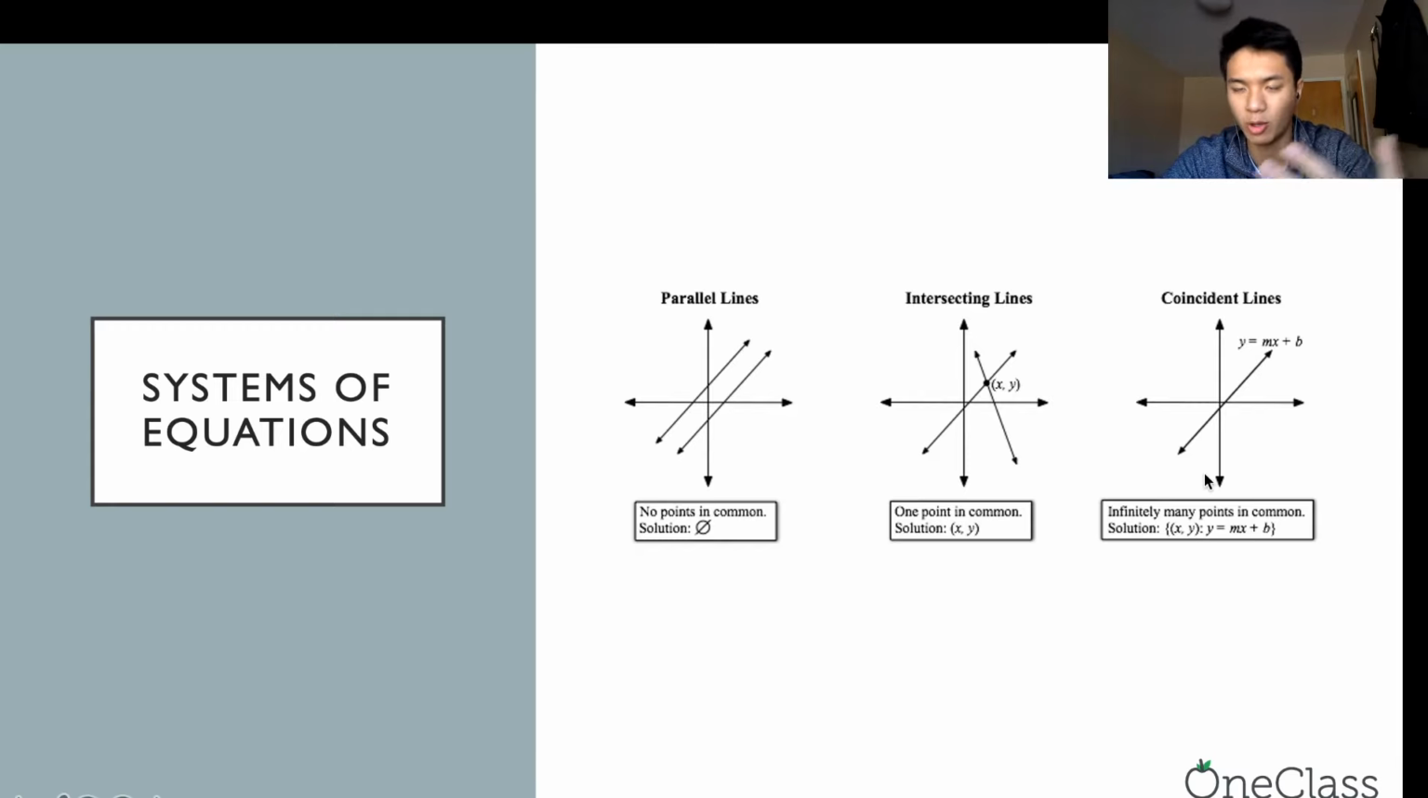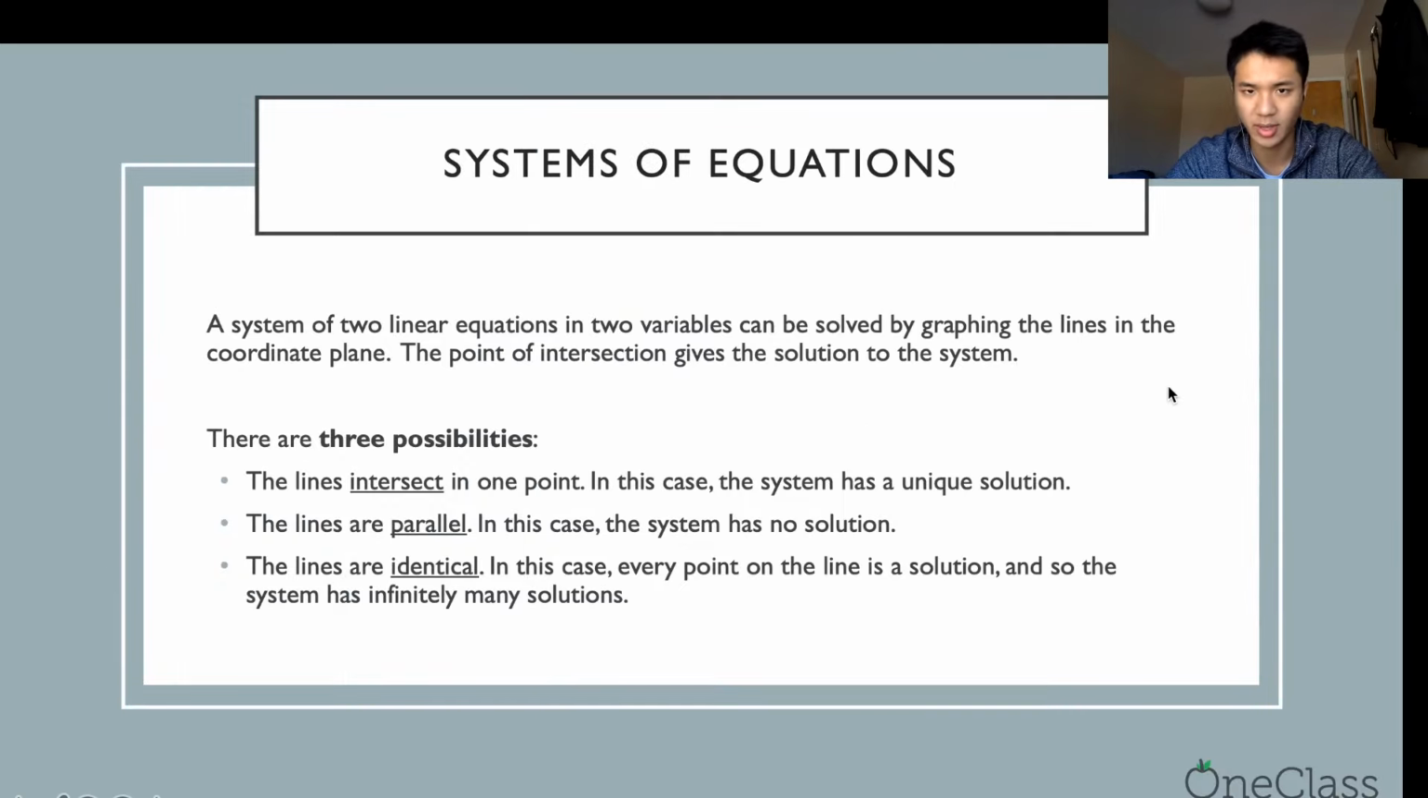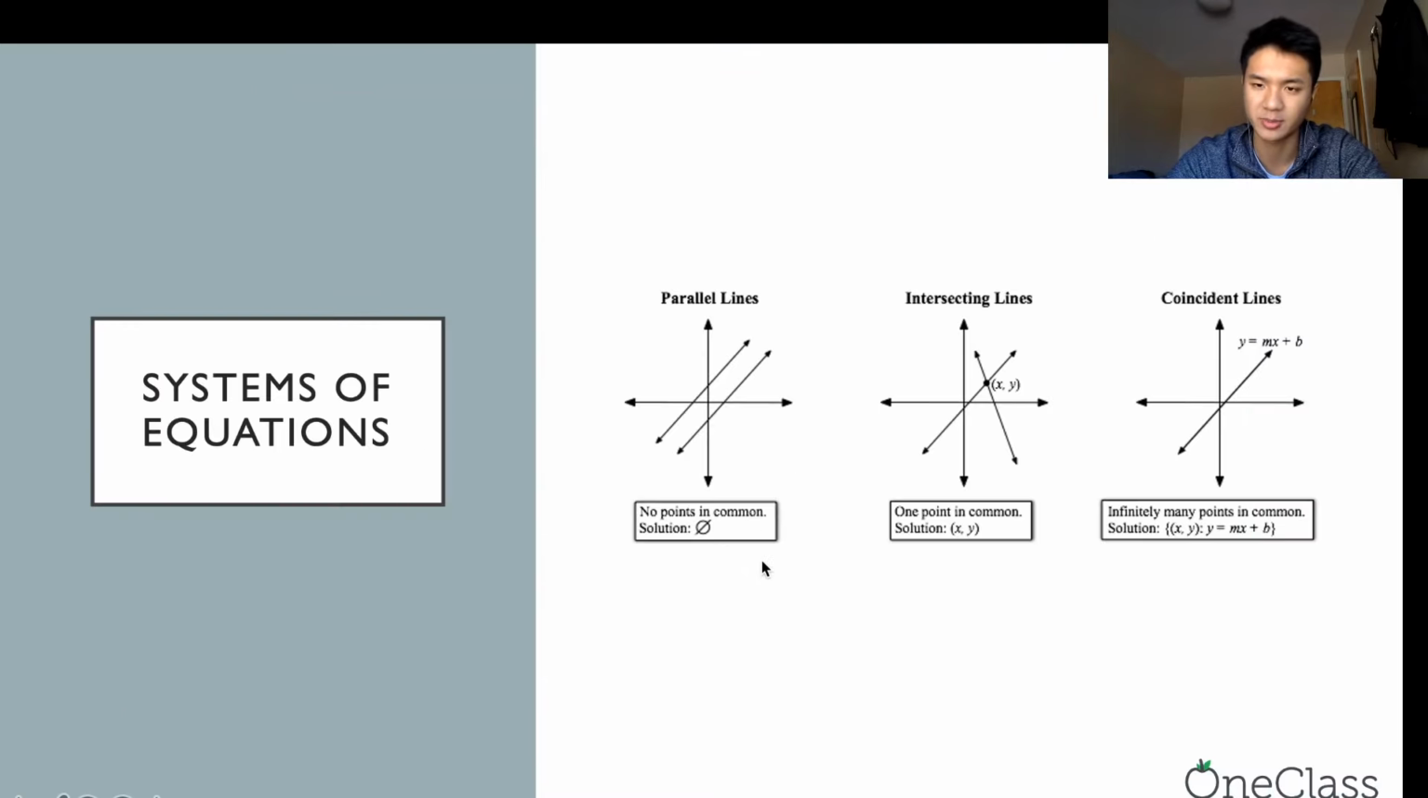And again, the way we interpret this is that there are infinitely many points that these lines have in common, since they intersect at every single point along the graph. And so that means every single point is a solution, and therefore we have an infinite number of solutions. Okay, so hopefully between the explanation here and the graphical explanation here, it's pretty clear what we can expect to see when we have a graphical system of equations.